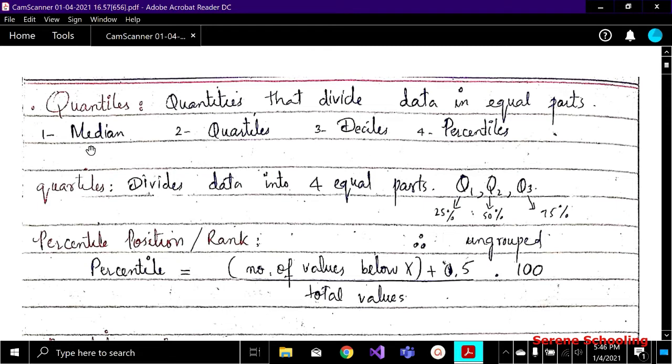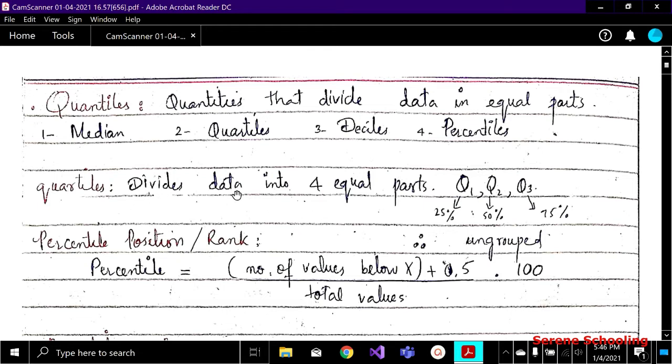We have seen the median already, but we will be seeing quartiles, deciles and percentiles in this lecture and the upcoming lectures through the formulas, and we will basically be concerned about the problem solving techniques. You can read the theory yourself from the books, but I will just tell you as much as is necessary to solve these questions.